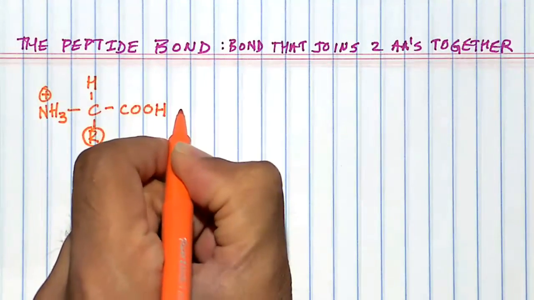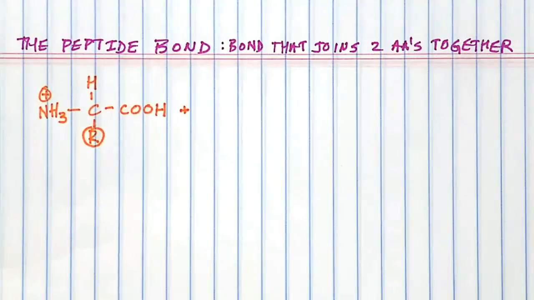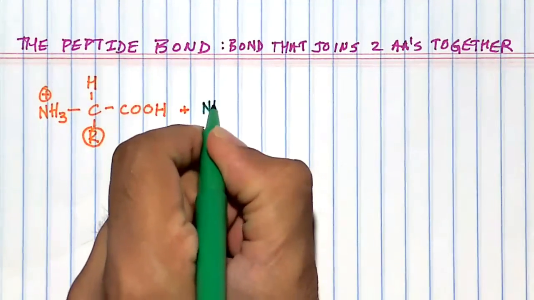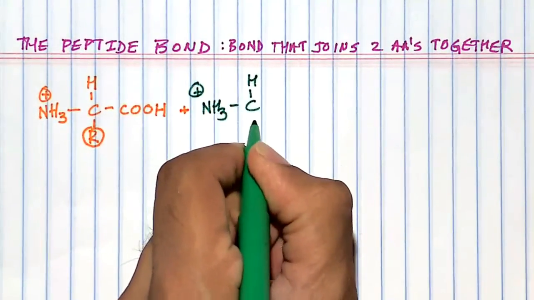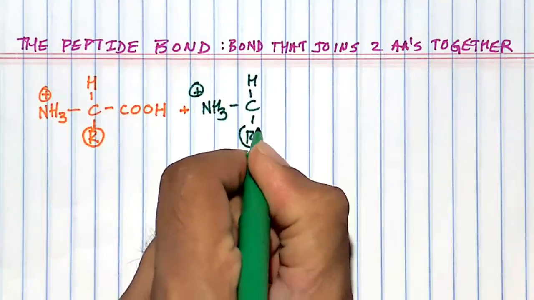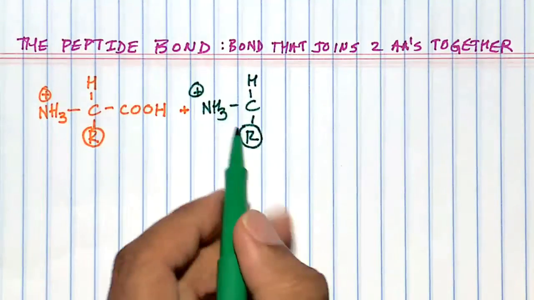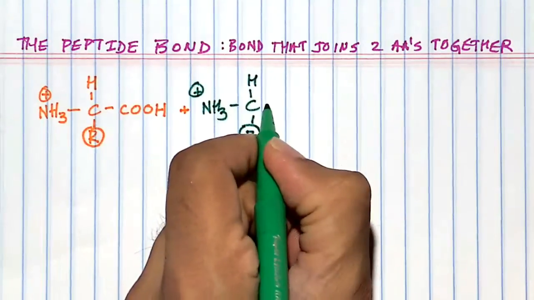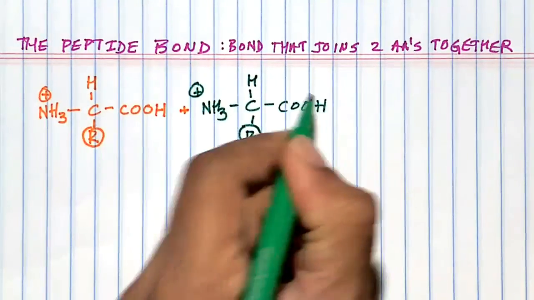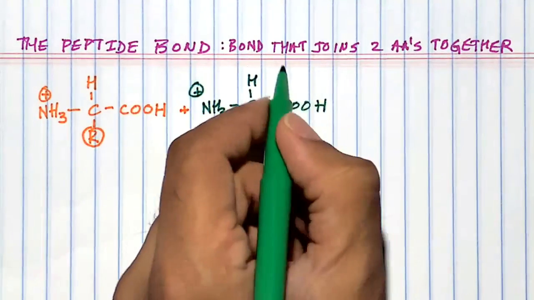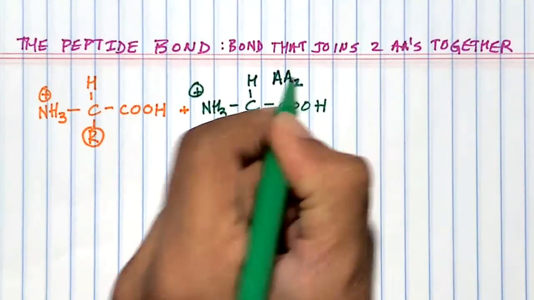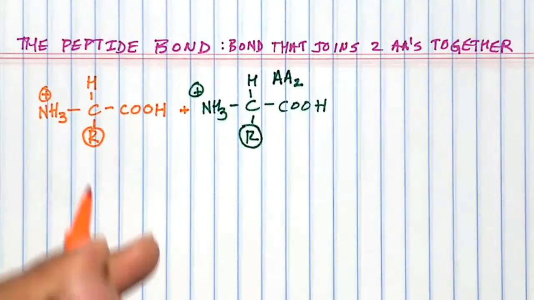And then we react it with a second amino acid. So I'll put the second amino acid in green color. Alpha hydrogen. This will be the R group of the second amino acid. Could be the same or a different R group, and then we'll have the alpha carboxylic acid. In this case, it can be protonated or deprotonated. So this will be amino acid 2, and this is amino acid 1.